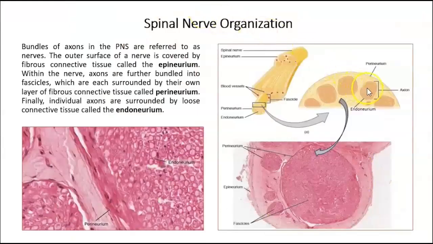The spinal nerves. A nerve is just a group of axons. The axon is covered by endoneurium. A whole bunch of axons make up the fascicle.